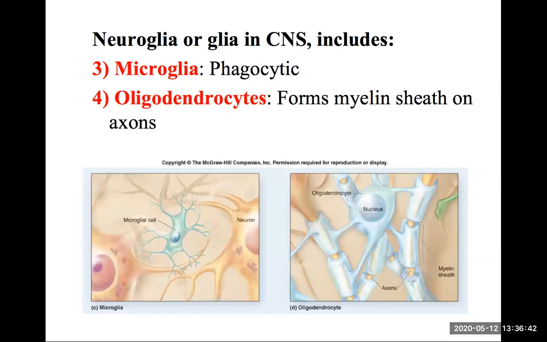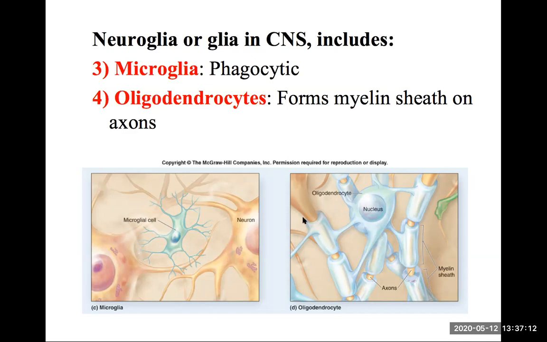Okay, third are microglia. That's this guy right here. Remember, we're still in the central nervous system. So microglia, these are phagocytic immune cells. Because the blood-brain barrier makes it quite difficult for white blood cells to move in and out of the brain. So you have these specific phagocytic cells that move around within the central nervous system.